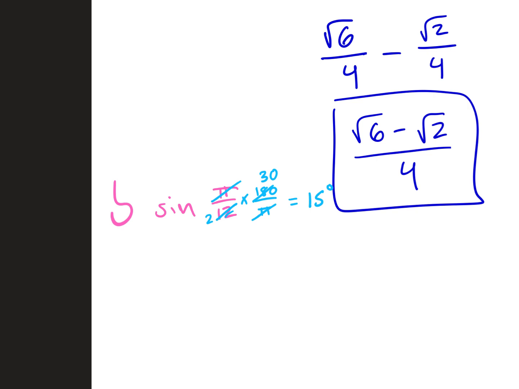Now what two numbers, it could either add or subtract, what two numbers on the unit circle give us 15 degrees? 45 minus 30. So I'm going to find the sine of 45 minus 30.